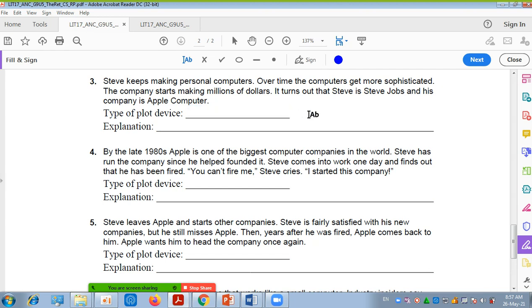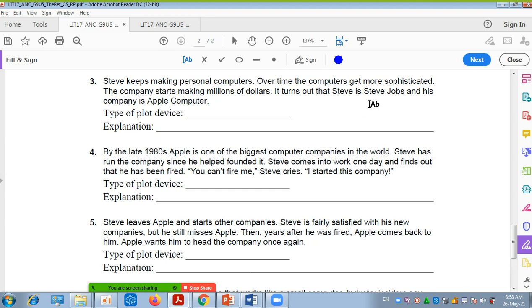Why is it a situational irony? Because nothing is unexpected. I mean, I expected that he would have a job and make a company. No, let me explain the passage for you. He keeps making personal computers. Now he succeeded in making personal computers and selling thousands of them. Over time, the computers get more sophisticated. It means that they become more professional. The company starts making millions of dollars.